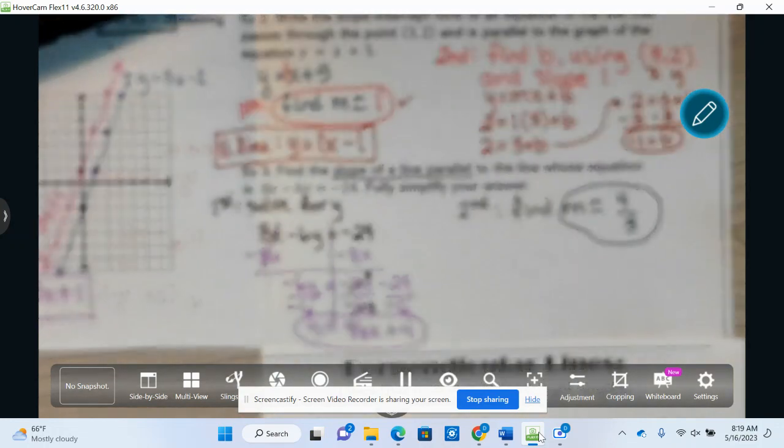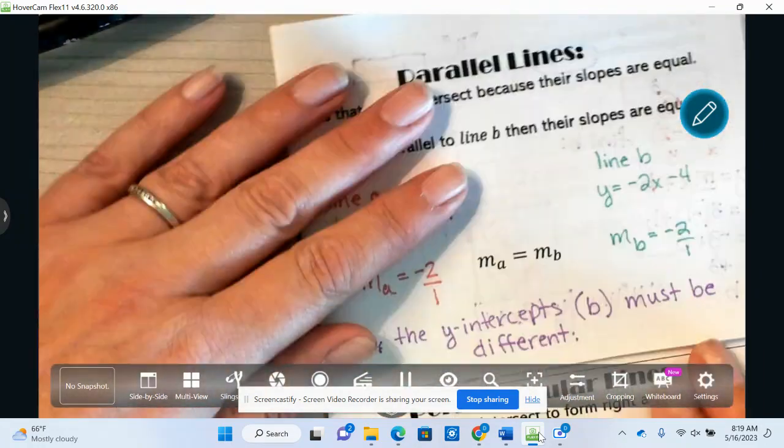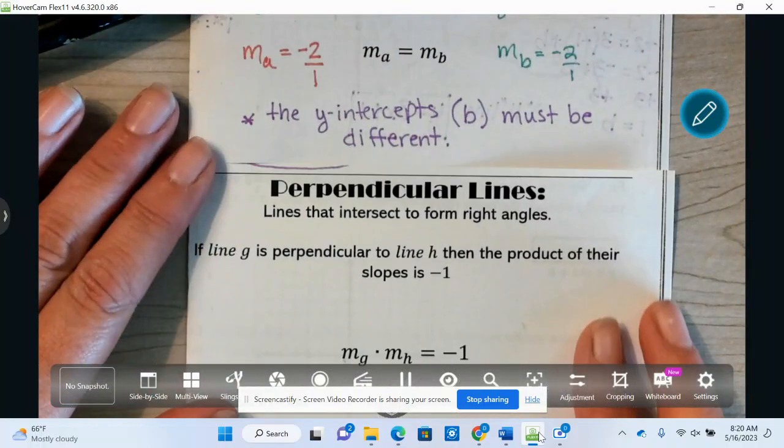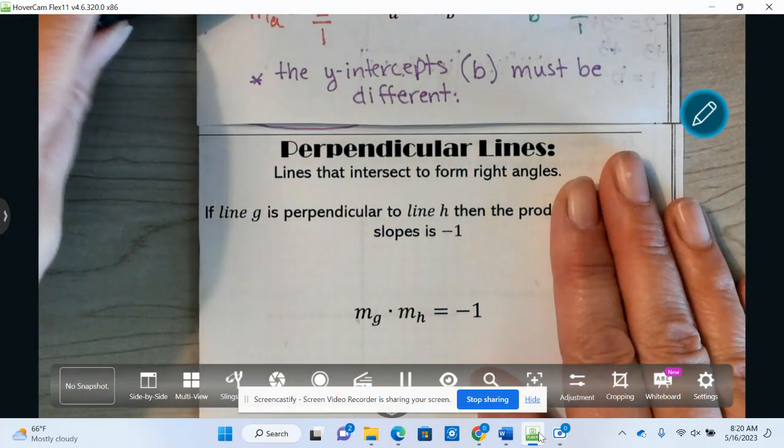Now we're going to fill out the bottom half, which is the perpendicular lines portion, okay? So I'm going to close the top flap. And again, I'll come around and cut your guys' flaps in a minute. And I'm going to start right here with perpendicular lines.